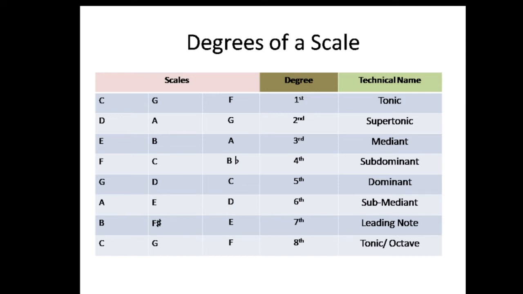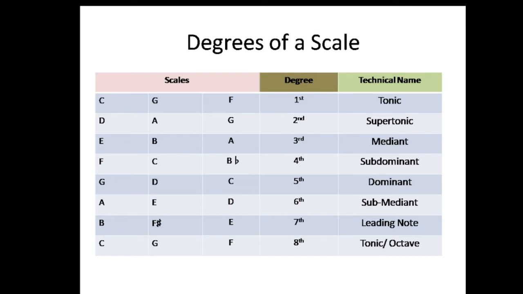Now, the first degree will always tell you the name of the scale. In a C major scale, the first degree is a C. In a G major, the first degree is a G. And in an F major, the first degree is an F. Now, the technical names for these scales are different. In a C major scale, the C is always a tonic, same as a G as well as an F. The G major scale and F major, the first degree, they're always known as the tonic.